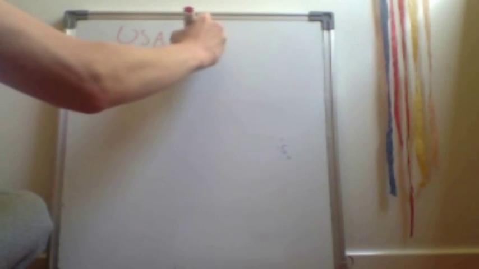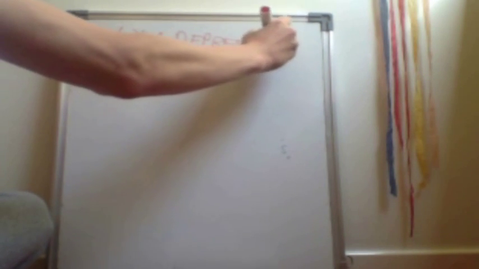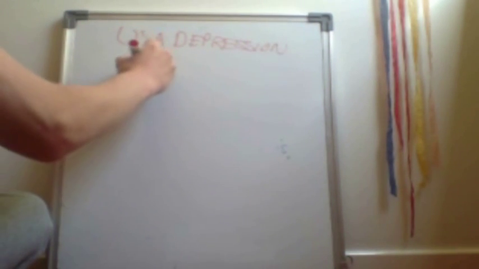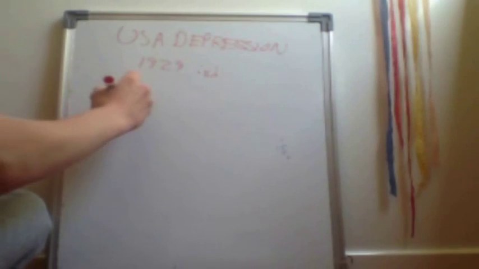Alright, and today's video is on the Great Depression. And the Great Depression was, I think, around 1929, largely linked with the Wall Street crash, of course. And that is what we're going to be covering today.